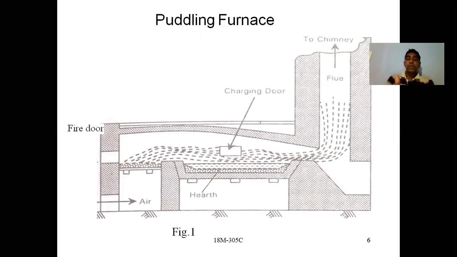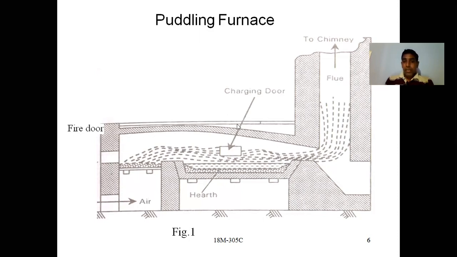You have a small wall here, on which the coke is burned, and you have a hearth with a charging door. Molten pig iron will be charged into this hearth. The hearth is lined with iron oxide, that is hematite, and you have a provision for air blast. You have tuyeres here for providing fresh air.